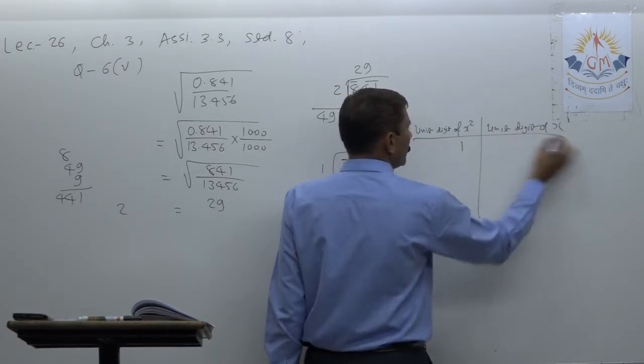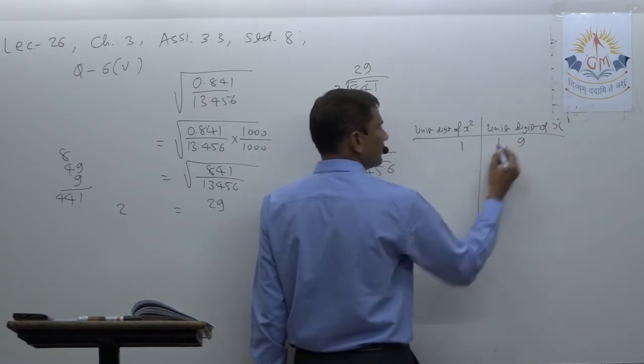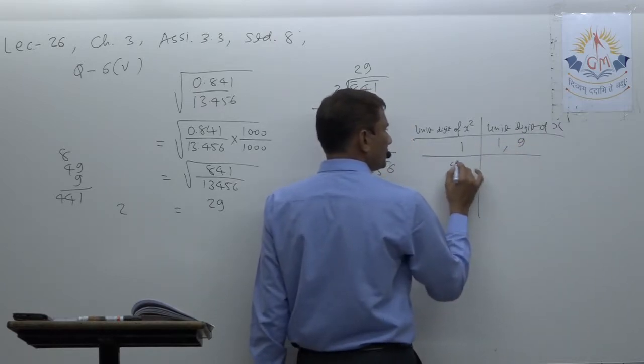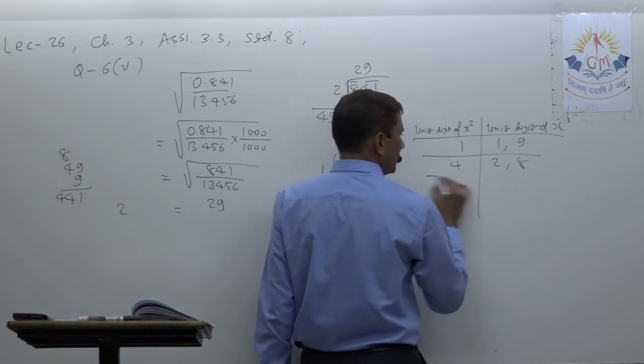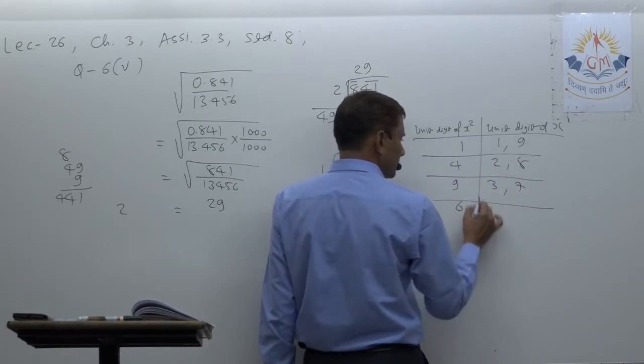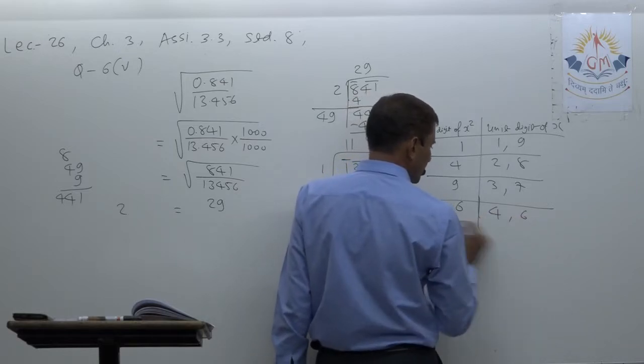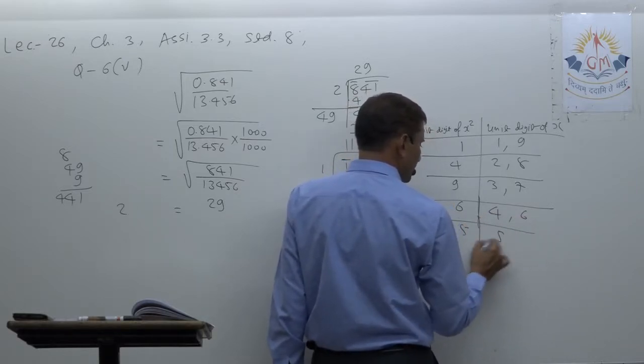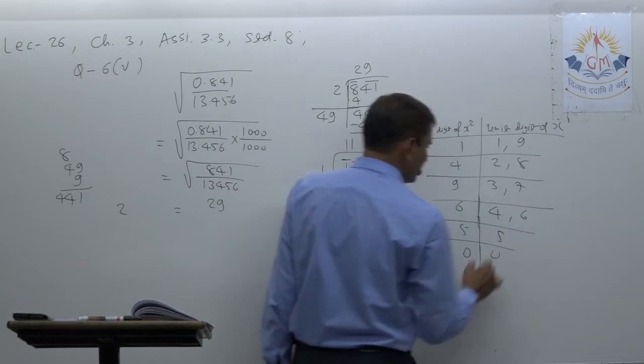How? If 1 is there, then either 1 or 9. If 4 is there, then either 2 or 8. If 9 is there, then either 3 or 7. If 6 is there, then either 4 or 6. If 5 is there, then 5 should be there. If 0 is there, then 0.